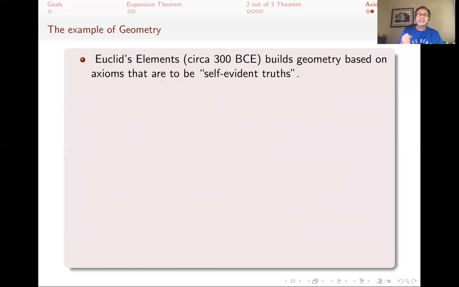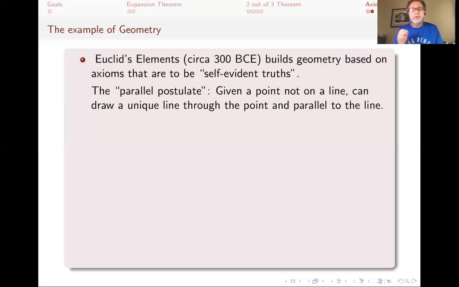And in that book, the axioms are meant to be self-evident truths. You start with truths, things that are obvious, and then you build this structure that is going to be all about truths. Some of those axioms are pretty obvious things, actually. One of them is called the fifth postulate, or the parallel postulate, which says that given a point not on a line, a point outside of a straight line, you can draw exactly a unique line through that point that's parallel to that given line.